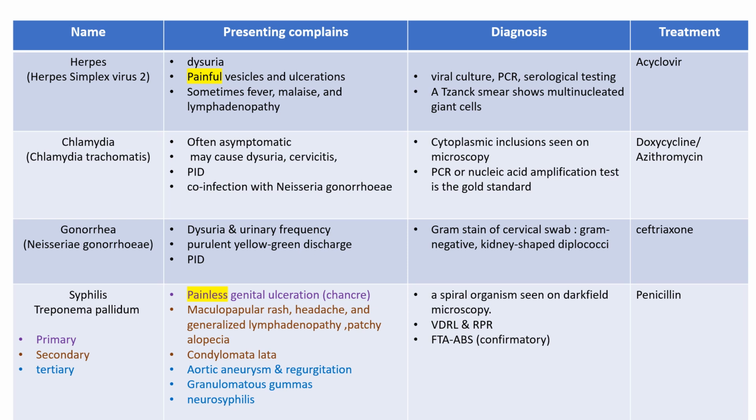Now, for gonorrhea, it is caused by Neisseria gonorrhoeae, and the patients present with dysuria and urinary frequency. They often have discharge as well, which they describe as a purulent yellow-green discharge, and this can also lead to pelvic inflammatory disease. And for the Gram stain of the cervical swab, you can see gram-negative kidney-shaped diplococci, and the treatment is ceftriaxone. For syphilis, it is caused by Treponema pallidum.